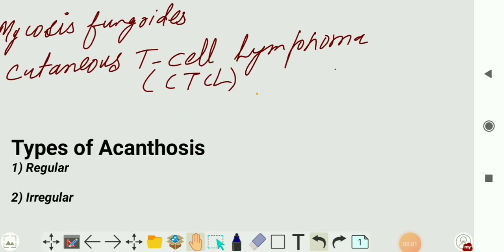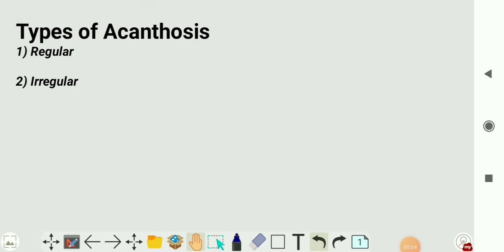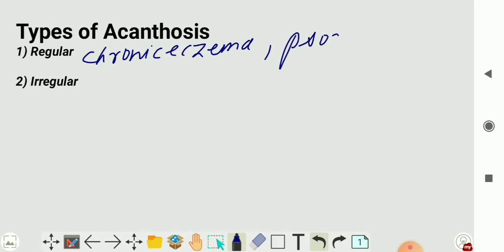Now let's talk about types of acanthosis. As we know, acanthosis is the thickening of stratum spinosum, and this thickening can be of two types, that is regular thickening and irregular thickening, or regular acanthosis or irregular acanthosis. And the regular acanthosis is seen in chronic eczema and in psoriasis. And irregular acanthosis is seen in lichen planus.